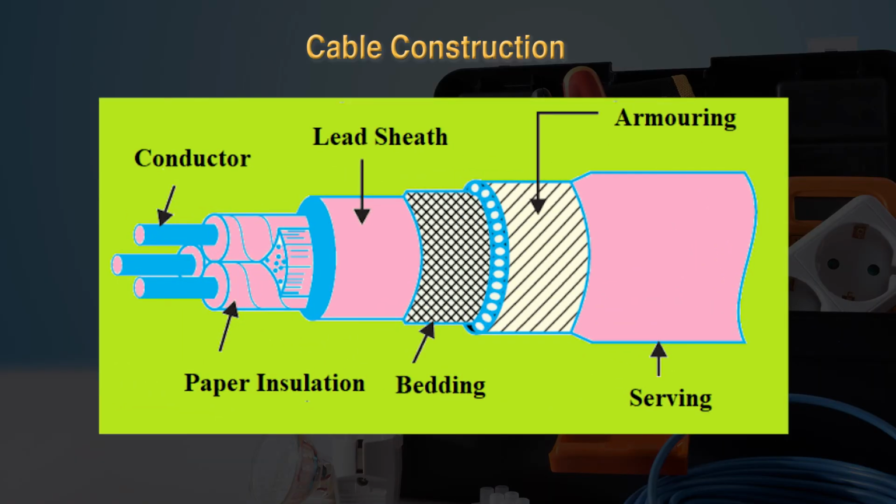Now we are going to discuss cable construction. As you can see in the figure, the cable has different parts. First is a conductor, second is a paper insulation, then you can see the lead sheath, then bedding, then armoring, then serving. So one by one we will discuss the construction of the cable.